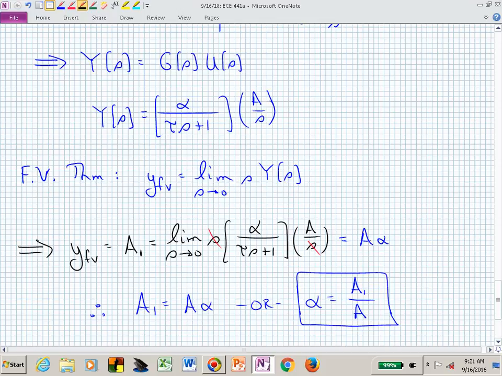And what did we say the alpha was in our system? The DC gain. That's the gain that the system will have at a frequency of 0. Or if you put in a constant, then that constant will be scaled by that DC gain alpha. We put in an A, it's scaled by alpha, and that takes us to our final value of A1.